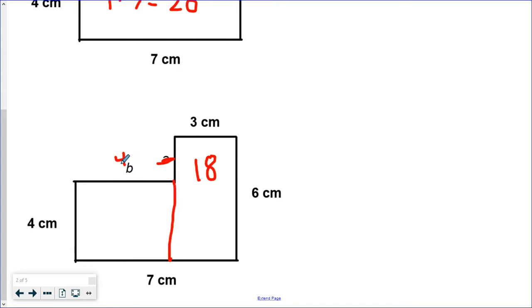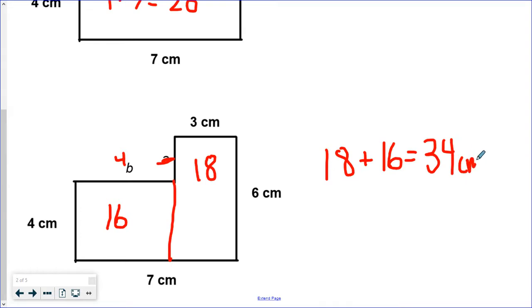Okay. So now to find the area of this rectangle right here, I'm going to take 4 times 4. And 4 times 4 is 16. So the area of this rectangle right here is 18. The area of this rectangle right here is 16. Now I want to take and add these two numbers together. I'm going to take 18 plus 16. And when I add those together, I should still get the same answer, 34. And then I want to go ahead and label this centimeters squared, 34 centimeters squared.